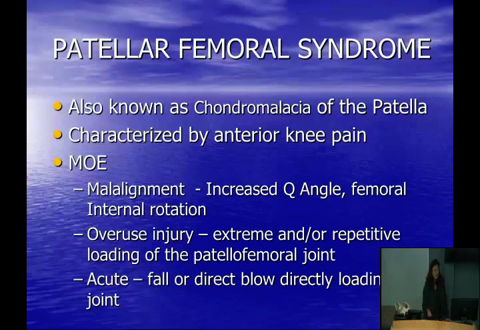A lot of times it's an overuse injury, so a lot of repetitive bending and rubbing going on to the back of the kneecap because it's malaligned. But sometimes it can be acute. I had a woman who had bilateral patellar femoral syndrome, a very nasty case. She tripped on a crack on the sidewalk and just fell forward and socked the kneecap into the femoral groove on both knees and really irritated it a lot.